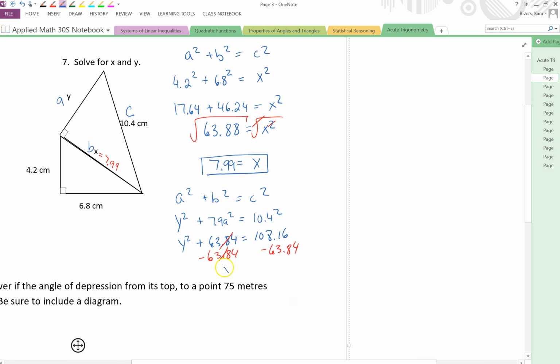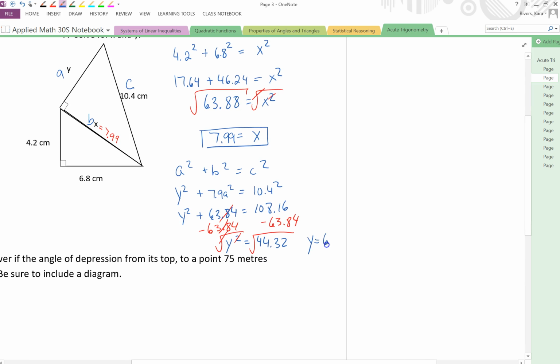So I'm left with y squared is equal to 44.32. At this point, we could square root both sides to get rid of the squared. And we'll get our final answer that y is equal to 6.66.